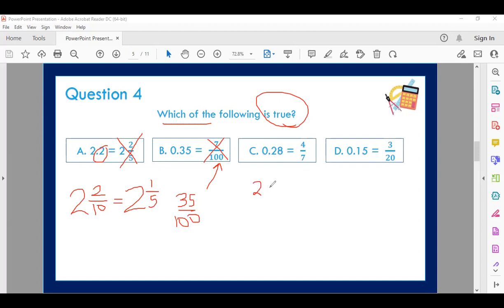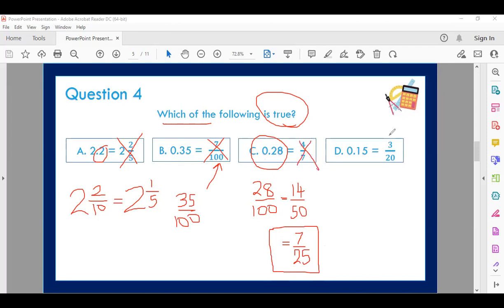C, now, 0.28. So 0.28 is 28 over 100. So let's simplify this fraction. I'm going to divide by 2 and divide by 2, both on top and at the bottom. That's going to give me 14 over 50. Well, I can still divide it by 2. And that's going to give me 14 divided by 2, I'll get 7. 50 divided by 2, I'll get 25. So 0.28, if I'm going to write it as a fraction, it should be 7 over 25, not 4 over 7.